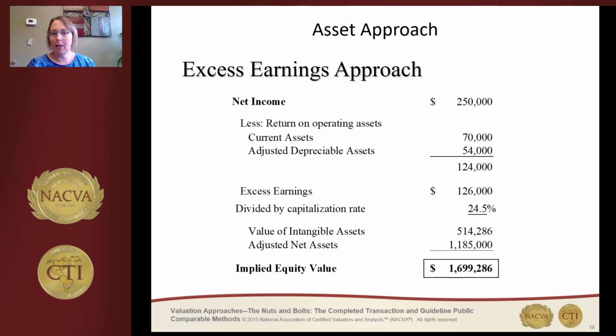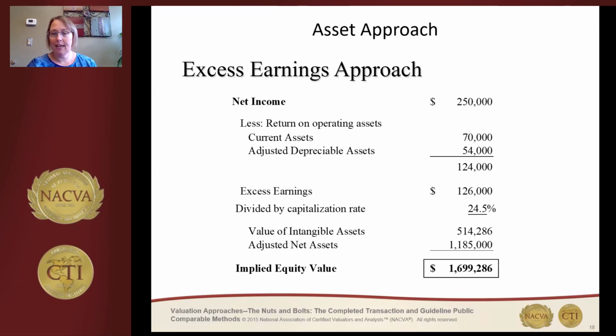Then we're going to divide that by our capitalization rate, which I believe you already did in the income approach, so you can understand how you build up to that capitalization rate. There's a bunch of factors in it: the risk-free rate, the small stock premium, the industry risk premium, the company specific risk, all of that together. So for this purpose, we are given the capitalization rate, 24.5. So the value of the intangible assets now is 514,000.